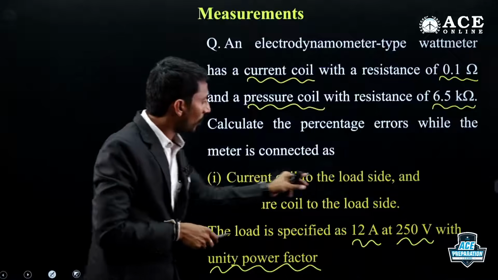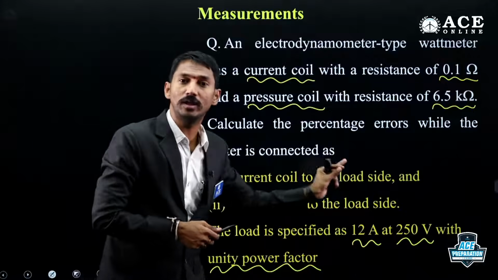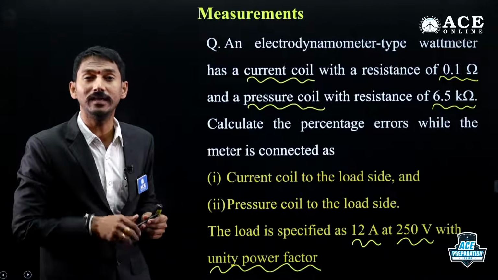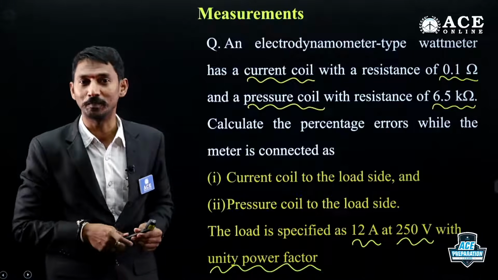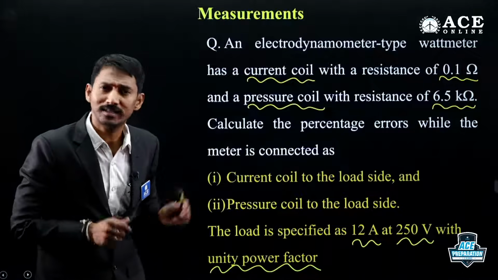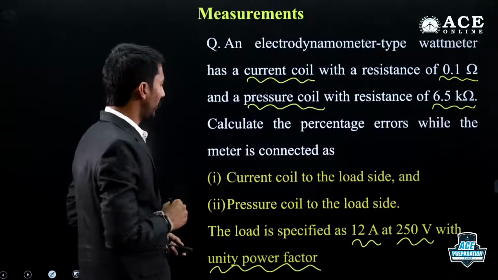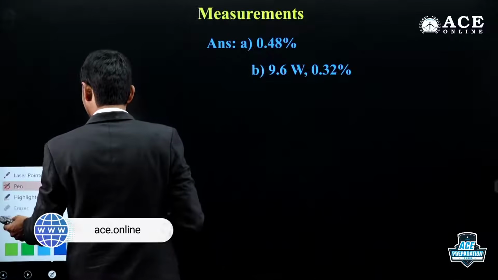When the current coil is connected to the load side, means automatically, is it MC short or LC short? MC short connection. Potential coil is connected to load side means LC short connection. That's the point. So therefore, be clear, right? Here, let us verify the answers later.